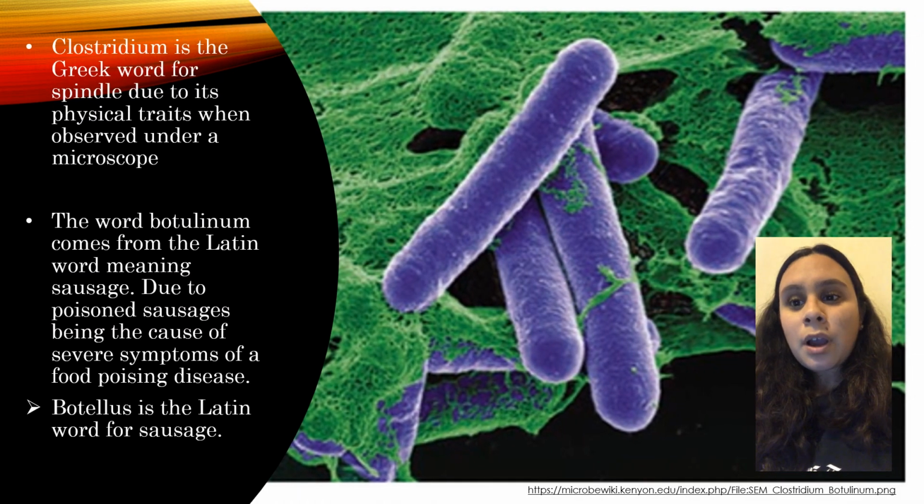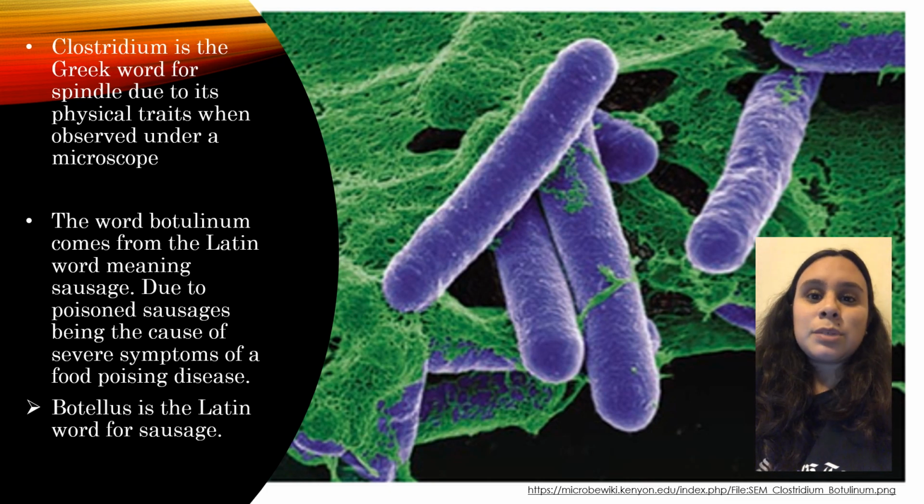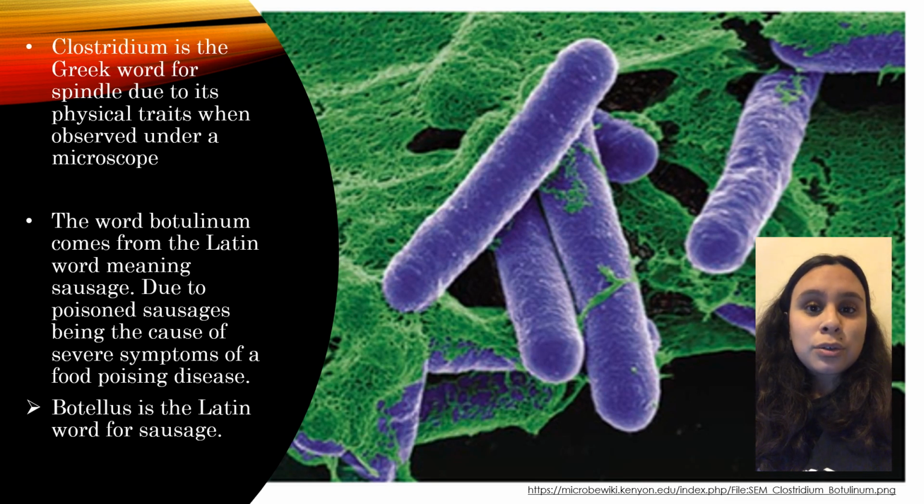This bacterium got its name from a Greek word meaning spindle due to its physical traits when observed under a microscope. The word botulinum comes from the Latin word meaning sausage. This was due to poisoned sausages being the cause of severe symptoms of food poisoning disease. Botulus is the Latin word for sausage, not because it looks like sausage, but because it was traced back to when there was an infection caused by sausage, and that's how botulinum or botulism got its name.